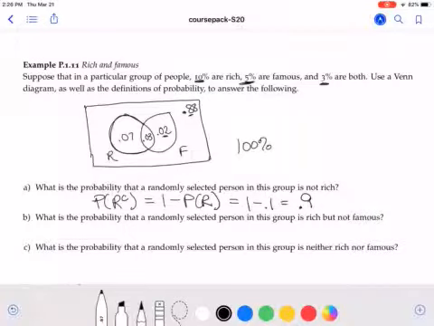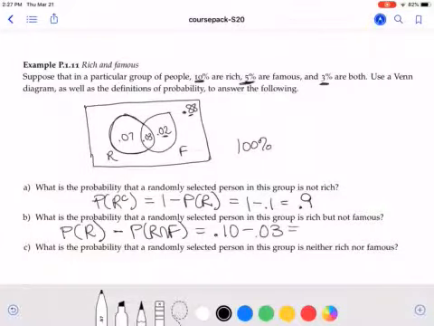What's the probability that a randomly selected person in this group is rich but not famous? It's easiest actually to look at this one by looking at the picture. How you could write it out is you could take all the people who are rich, but then we can't be famous, so we'd have to subtract off the rich and famous people. Okay, so if we did it that way, we would be taking our rich probability of 0.1 and subtracting off the 0.03 and we get 0.07.